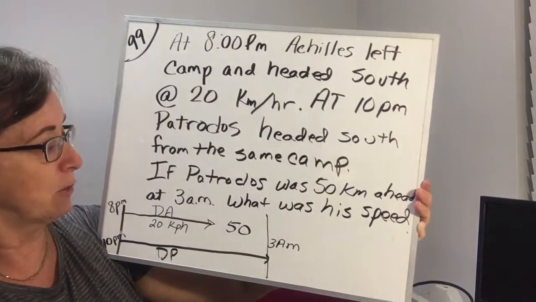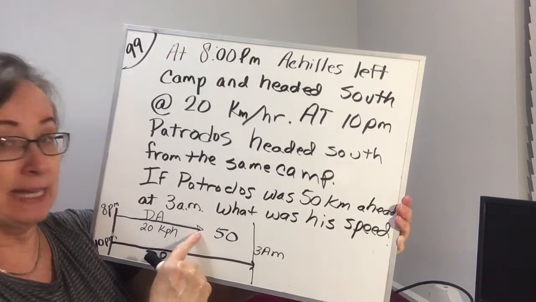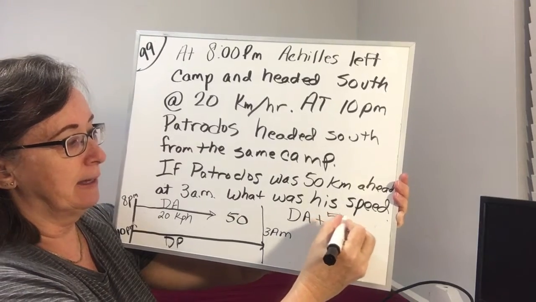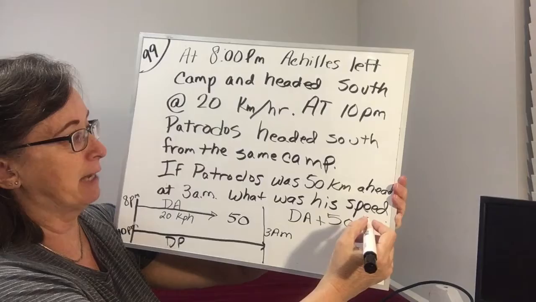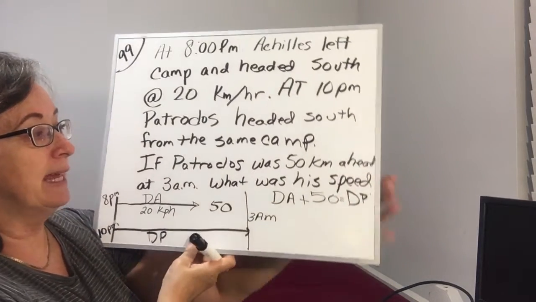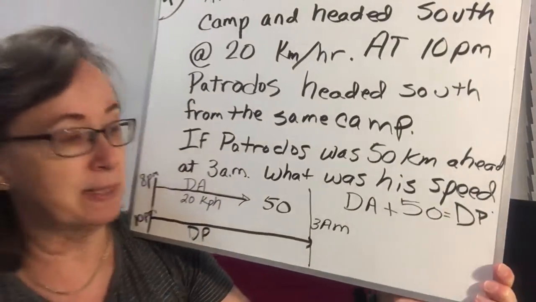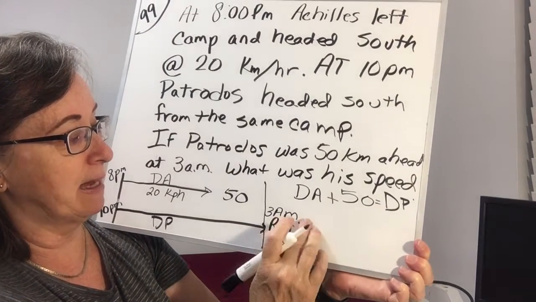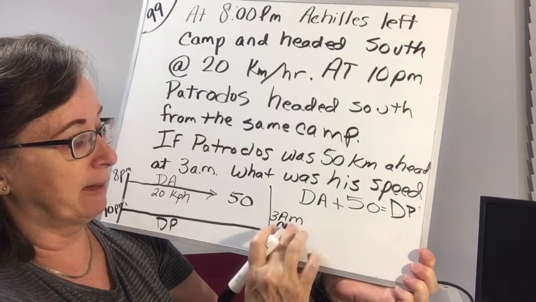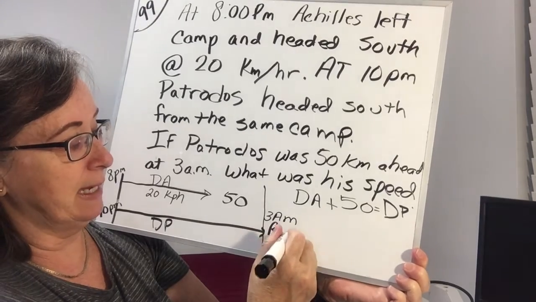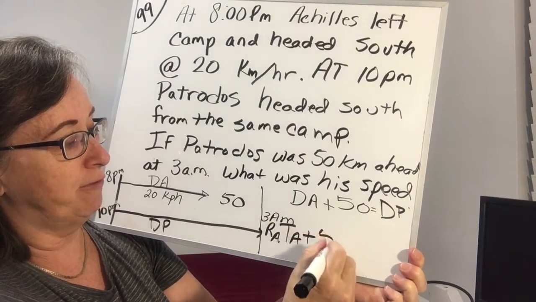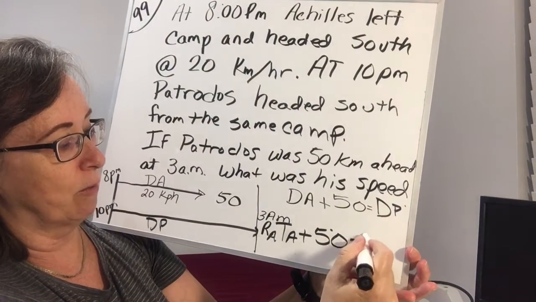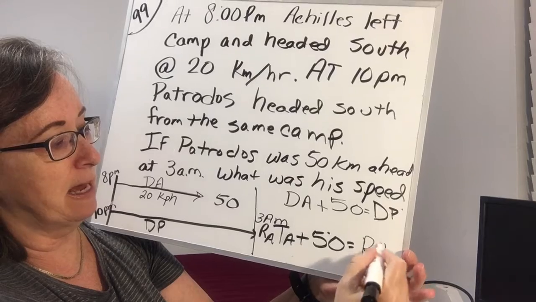What was his speed? So remember, we're going to say distance A, which is Achilles. So distance A plus 50 is going to equal distance P, Patroclus. Okay, so then we're going to put in distance is rate times time. So instead of distance A, we're going to put rate times time. Let me make that a little a because it's a subscript. Rate of A times time of A plus 50 is equal to, now distance is rate times time of Patroclus. So rate of Patroclus times time of Patroclus.